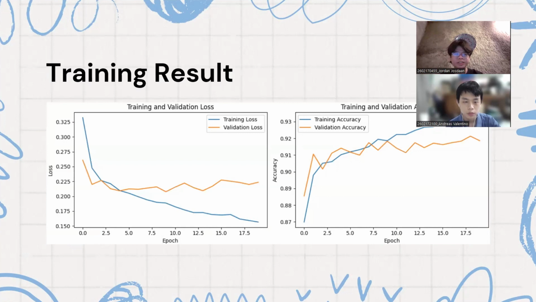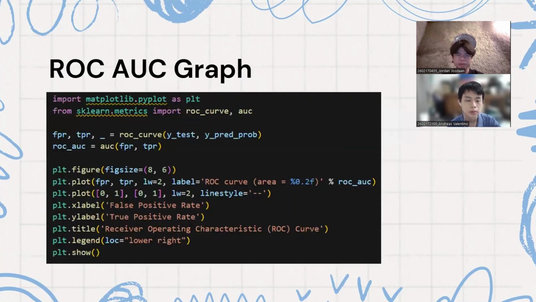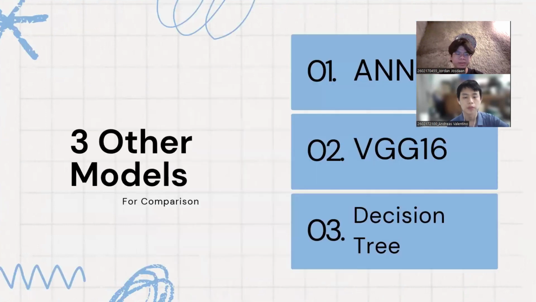Now, for the training results, we can see the graph right here for the training loss and accuracy. And here is the result for the testing. Next, we create the ROC AUC graph using this, and this is the graph from the code.